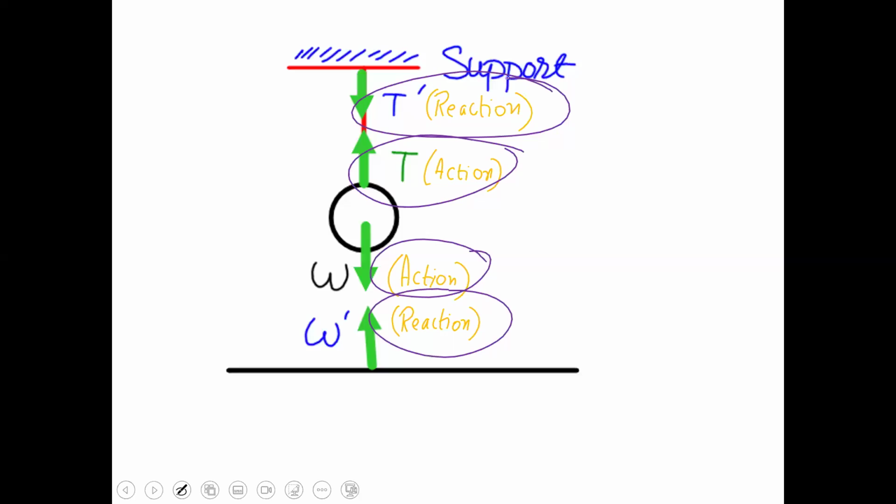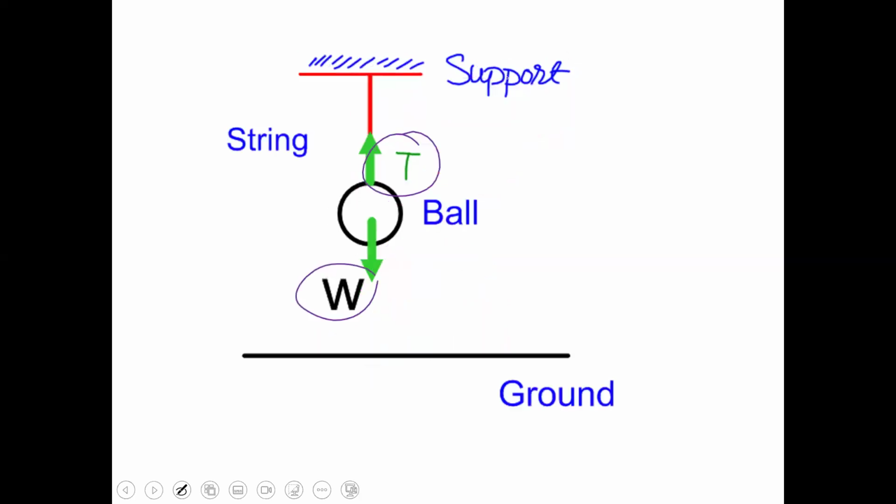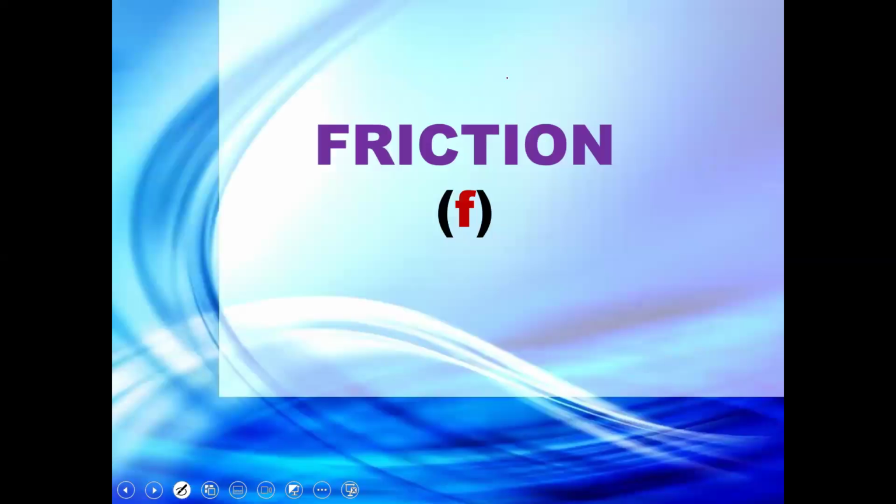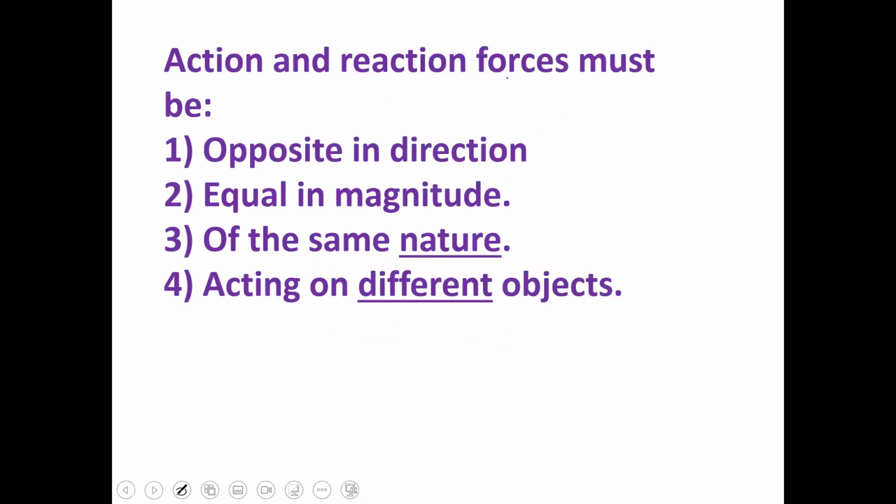Similarly, why are there two W's? There are two W's because the way Earth is attracting this ball, the ball is also attracting the Earth. So Newton said that action and reaction are equal, but they are not acting on the same object. They are acting on different objects. So we did Newton's third law.